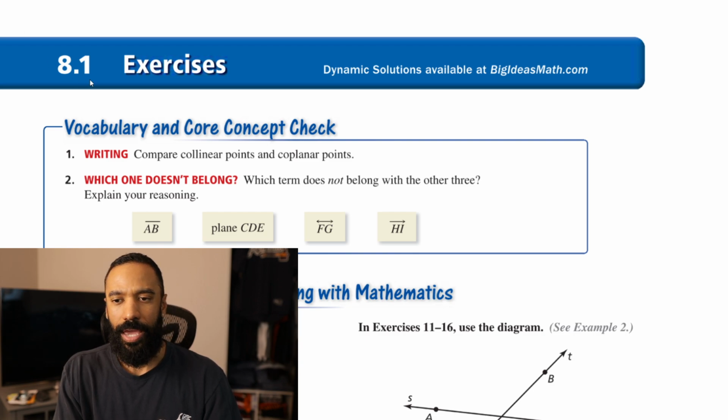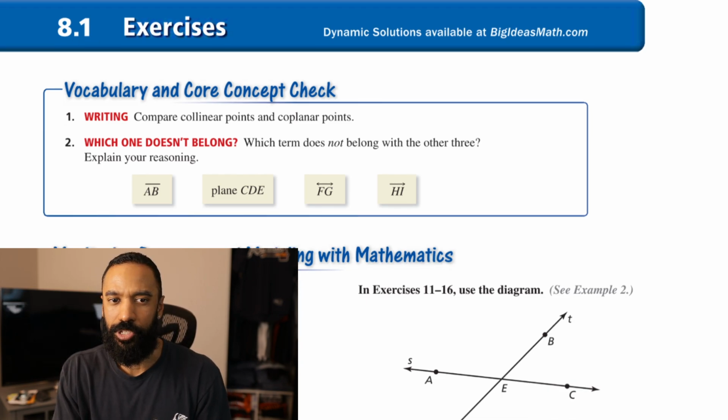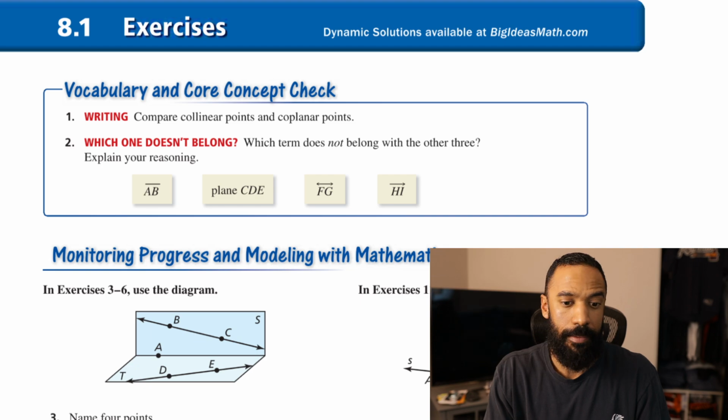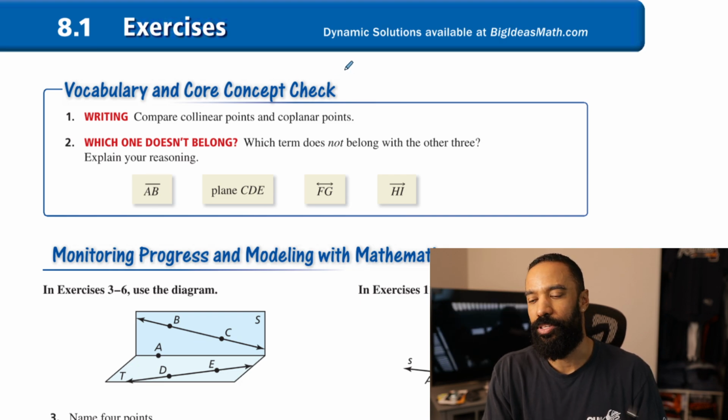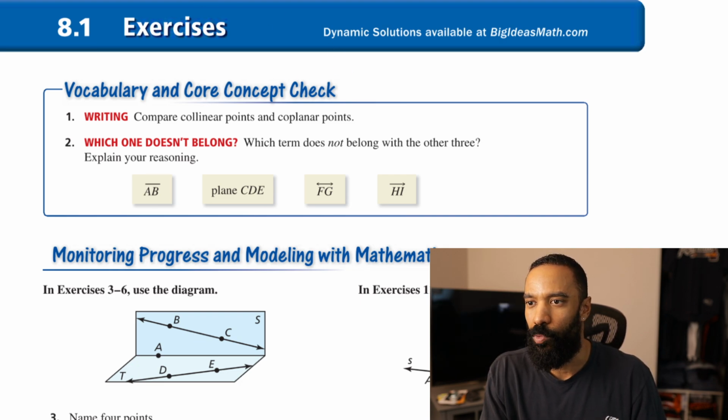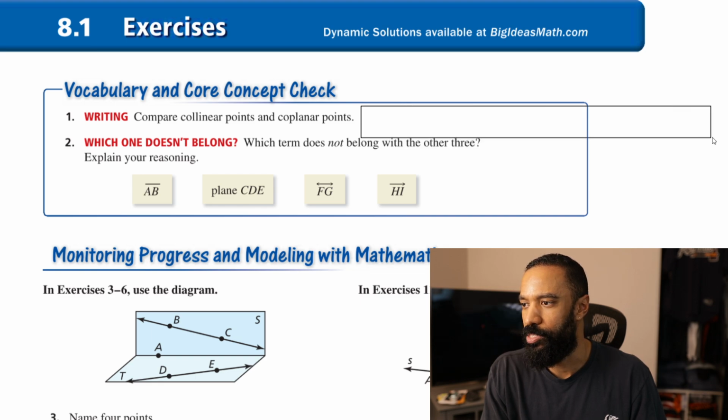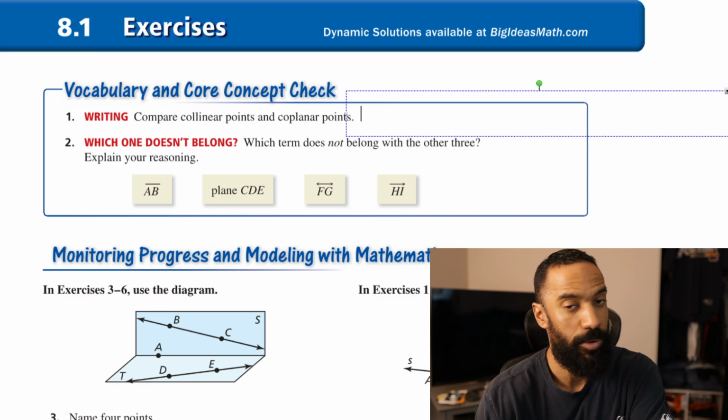Okay, that's it for that portion, guys. We're going to now start with the vocabulary and core concept check. I mean, this whole thing's going to be vocabulary in the end, right? And core concept checking. But let's take a look at these. Compare collinear points and coplanar points. Well, collinear points are points that lie on the same line. Coplanar points are points that lie in the same plane.